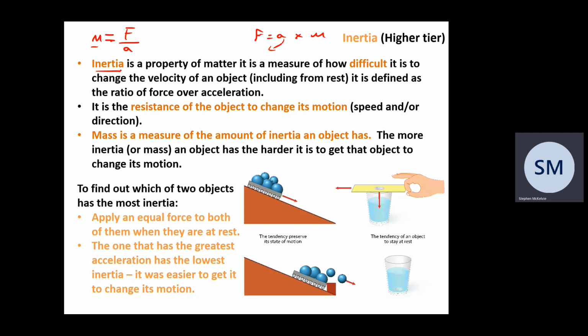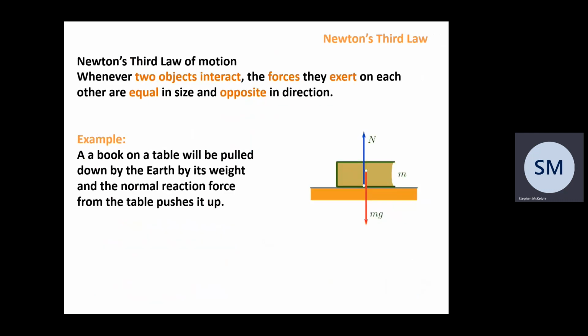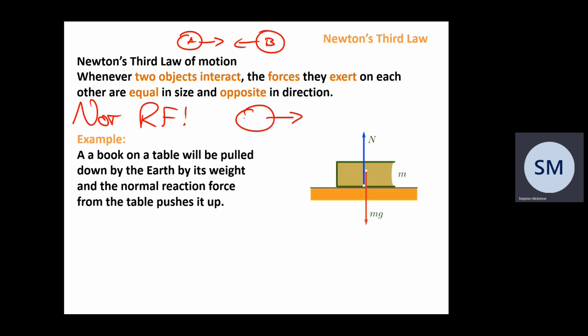Now, Newton's third law of motion. Whenever two objects interact, the forces they exert on each other are equal in size and opposite in direction. This is not the same as resultant force. Okay? Newton's third law of motion requires two objects exerting two forces on each other. Resultant force is the sum of all the forces acting on one object. An example of this is that a book on a table will be pulled down by Earth by its weight.